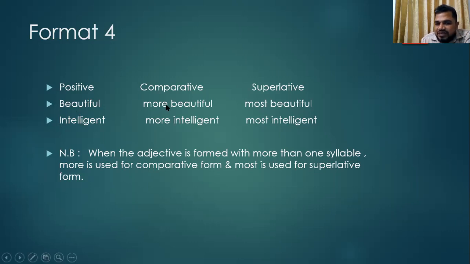Beautiful: comparative form will be more beautiful, superlative form will be most beautiful. Intelligent: comparative form will be more intelligent and superlative form will be most intelligent. And that's all about format four. So dear students, let's go to format five.